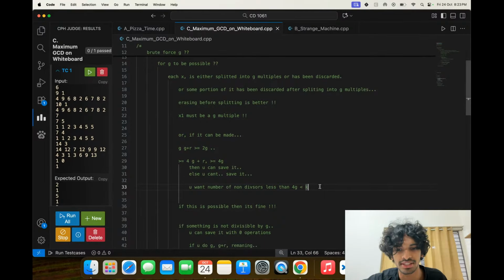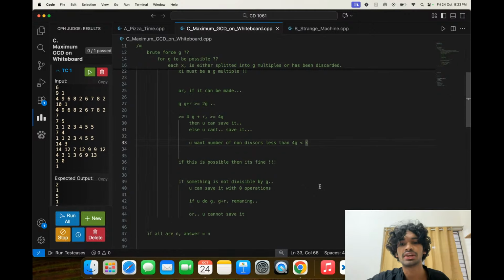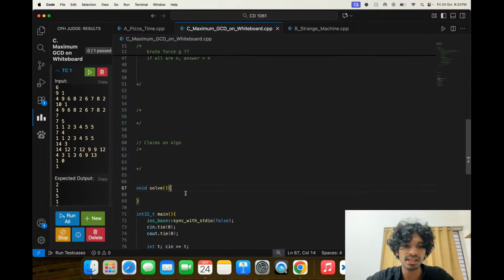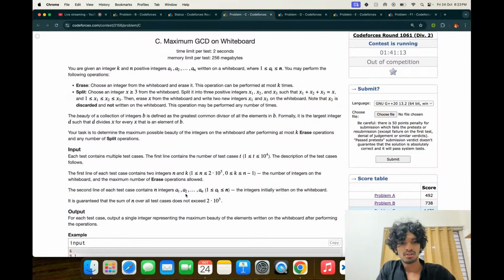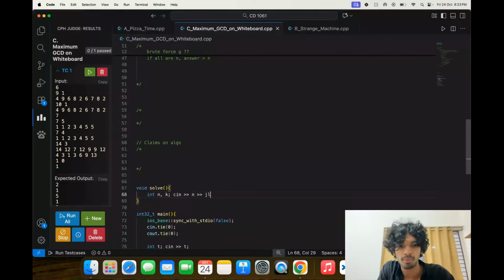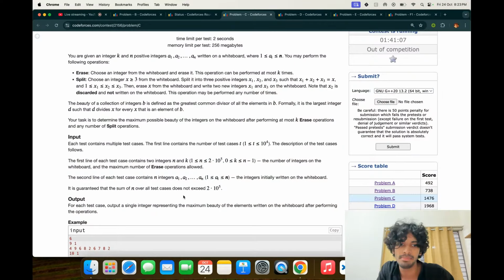If you have frequencies of everything, you can take a prefix array to get the count of less than 4g. And then what do you do? You remove the count of g multiples, 2g multiples, 3g multiples. Then you have less than 4g which are not divisible by that, and then you're done. The problem is done. I guessed it's brute force, because the structure of the problem, if there is a simple proof, demands it to be brute force.